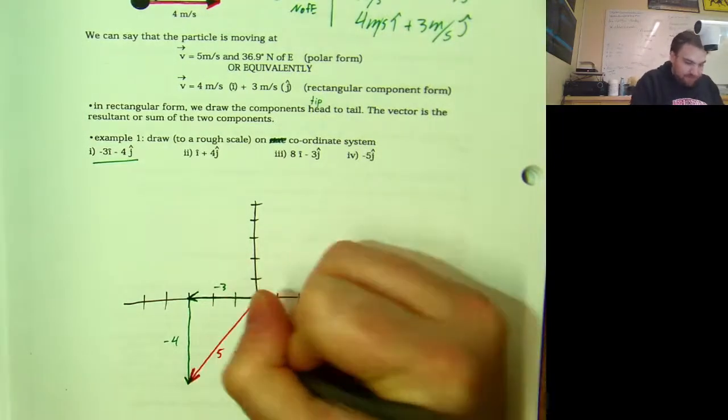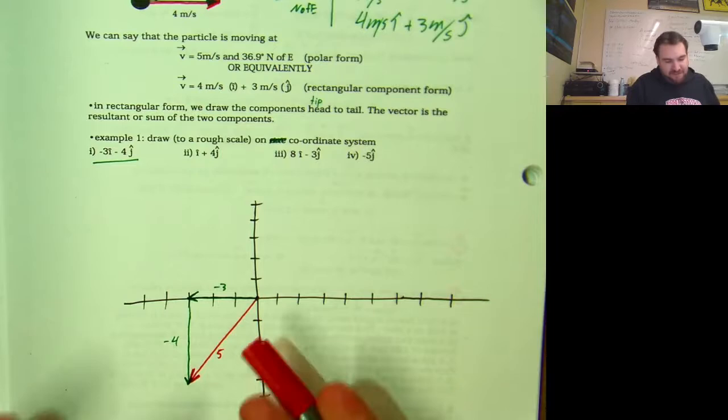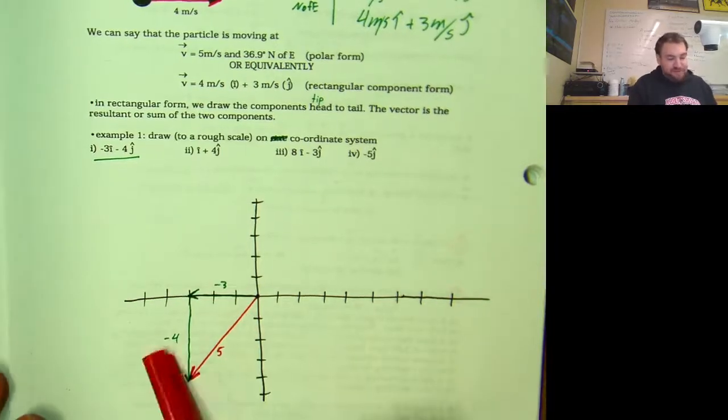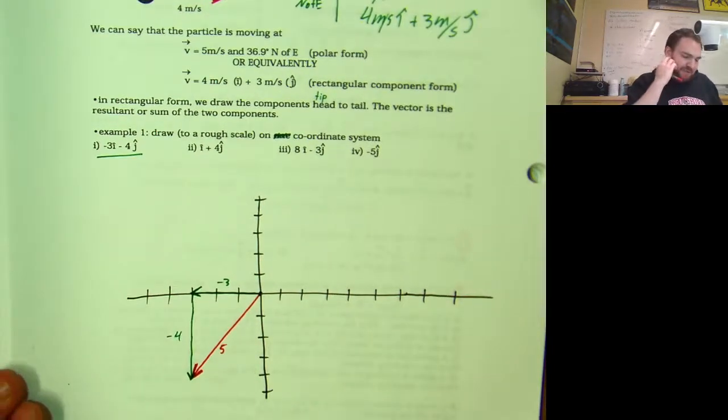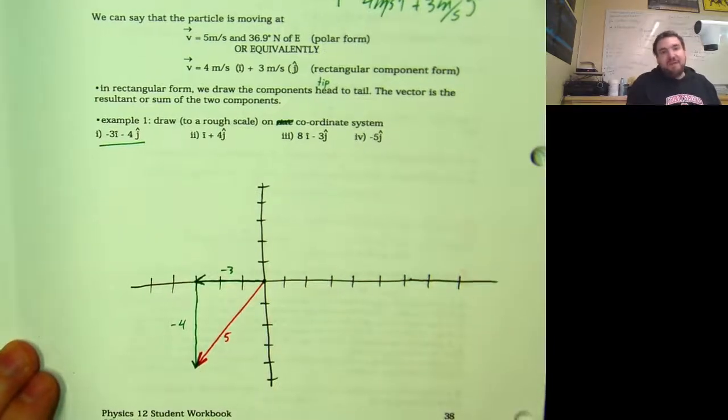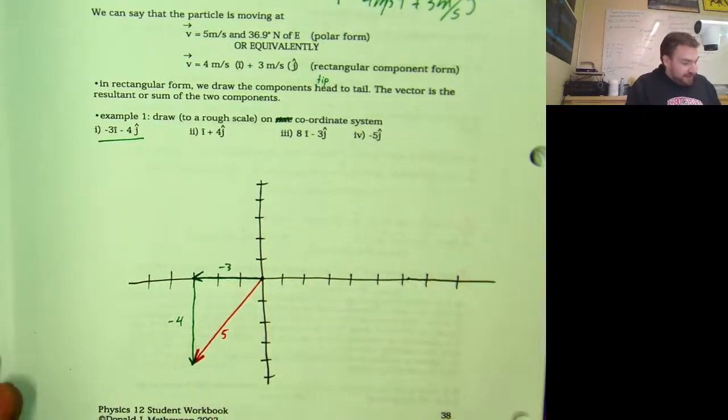That's going to be 5, because 3 squared plus 4 squared equals 5 squared. So this is a Pythagorean triple. Should be easy to see what that guy is there.